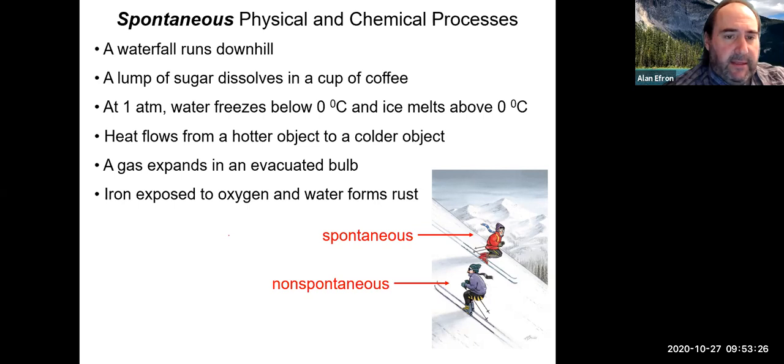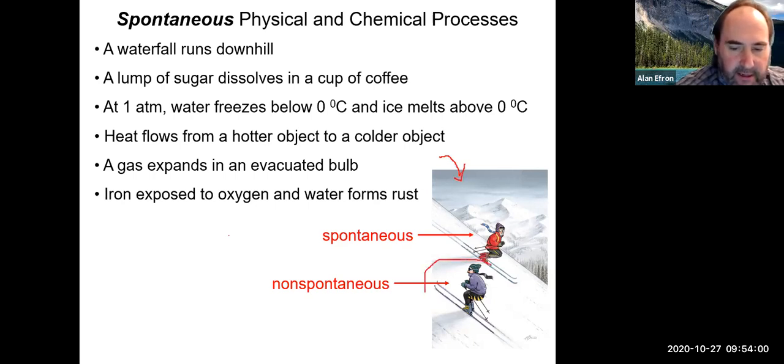A gas expands in an evacuated bulb. There are also spontaneous processes such as oxidation or reduction reactions. For example, iron exposed to oxygen: you pretty much just need some oxygen and a little bit of moisture, and you have everything you need for rust to form. Those are all spontaneous processes. Same thing when we look at the guy skiing downhill. Obviously, that's a spontaneous process. He pretty much just needs to go over the hill, and he's going to spontaneously go down.